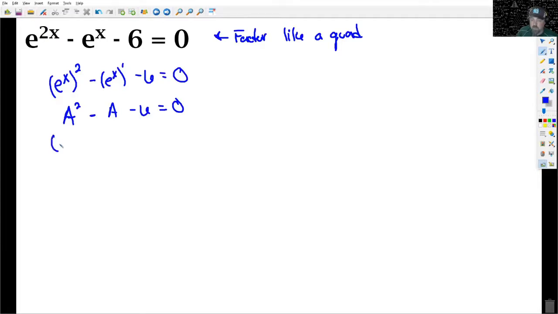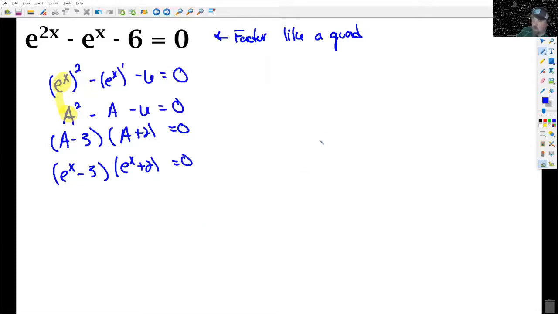So that means this should factor into a minus 3, a plus 2 to give us that negative 1. The only thing I remember is we substituted here. So we could see this a little bit differently. e to the x is what we replaced with a. So to actually write our final answer so we can solve this, we need to put that e to the x back in. So what we factor this into is e to the x minus 3, e to the x plus 2.